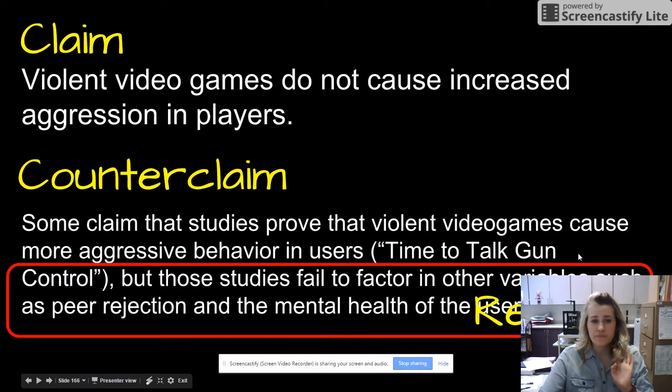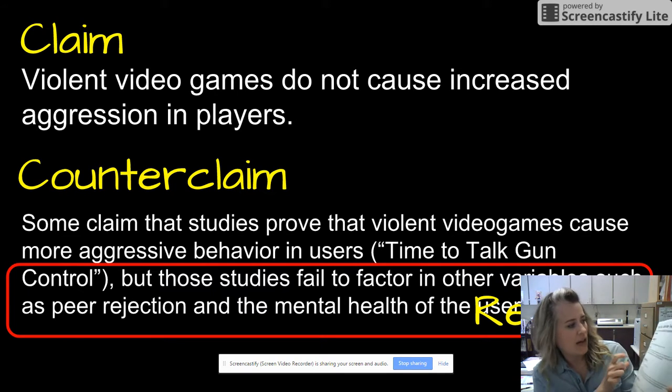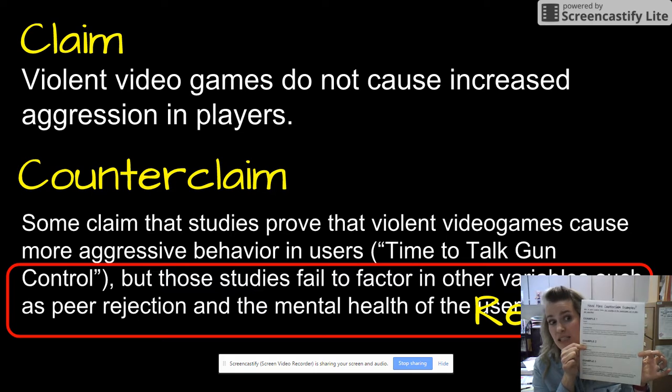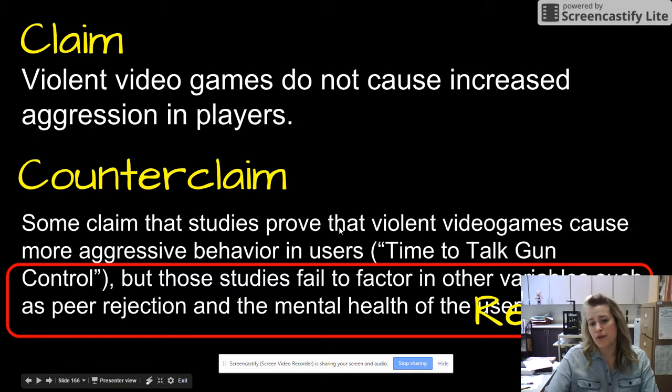Okay. So let's look at some other examples. I am going to go through these. You also have these examples on the back of your handout if you want to refer back to them. So let's say my claim is violent video games do not cause increased aggression in players. My counterclaim might be, some claim that studies prove that violent video games cause more aggressive behavior. So that's the exact opposite. Do not cause increased aggression, and this is does cause more aggressive behaviors.